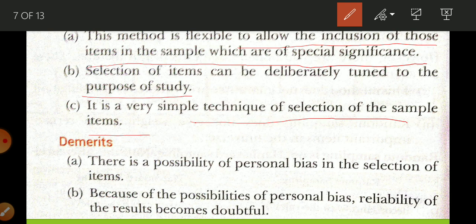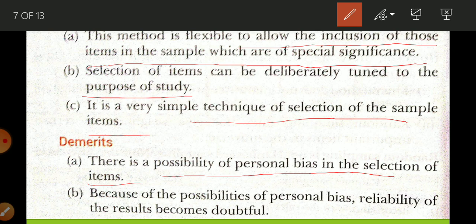It totally depends upon the judgment of the investigator. If the investigator wants to select an item as a sample, then he selects it, otherwise he does not. It is a very straightforward, very simple method. Okay, what are the demerits of this method? There is a possibility of personal bias in the selection of the item. Take the example of a reality show. Many times there is controversy that some are selected because he or she is the favorite of a particular judge. So this possibility is there every time in this method. Why? Because selection of the item totally depends upon the judge, upon the investigator.